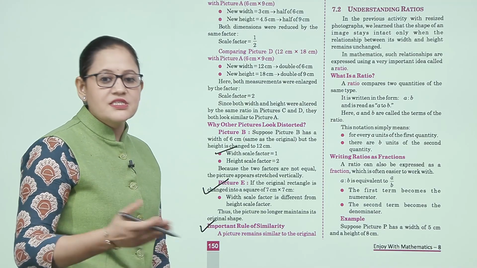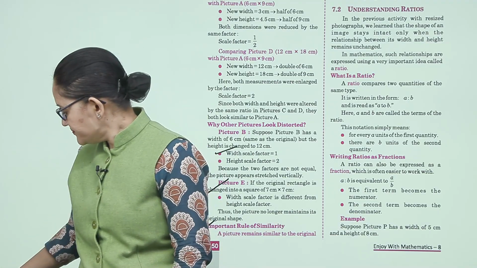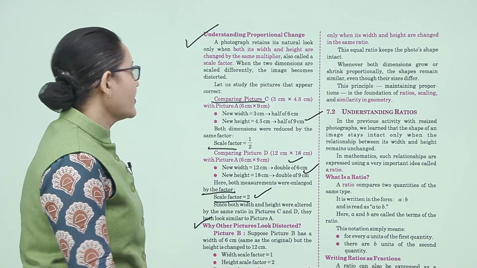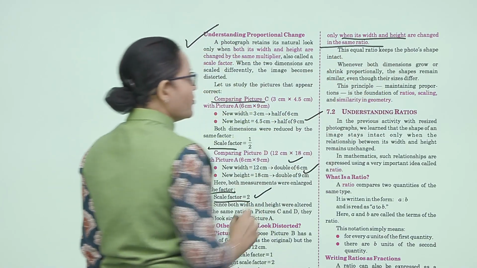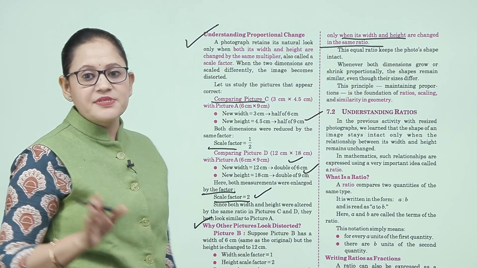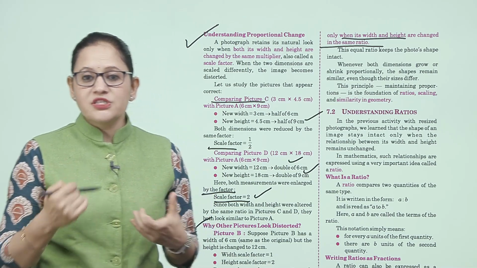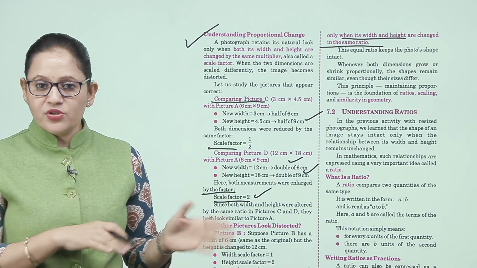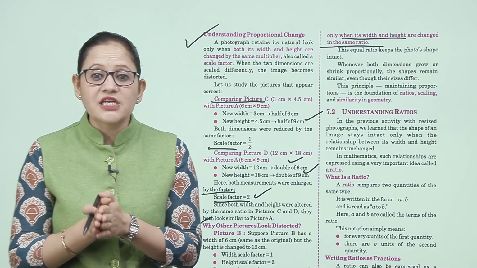Important rule for similarity: a picture remains similar to the original only when its width and height are changed in the same ratio. This equal ratio keeps the photo shape intact whenever both dimensions grow or shrink proportionately. Means both are changing in proportion, so the shape remains similar even though the size differs.